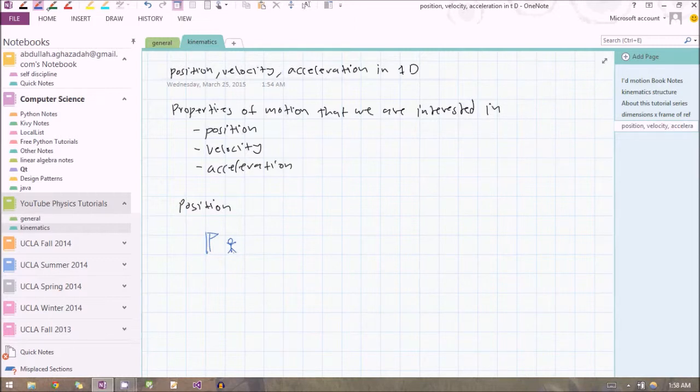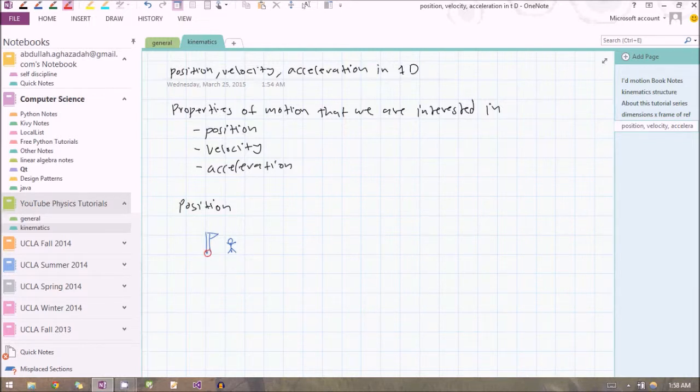So now, if I'm going to be describing my position relative to the flagpole, that means I have to choose my frame of reference as the flagpole. So I'm going to choose my frame of reference. Now I'm going to go ahead and make that red. So here's my frame of reference. Now that means that any properties of motion that I describe will be relative to here.